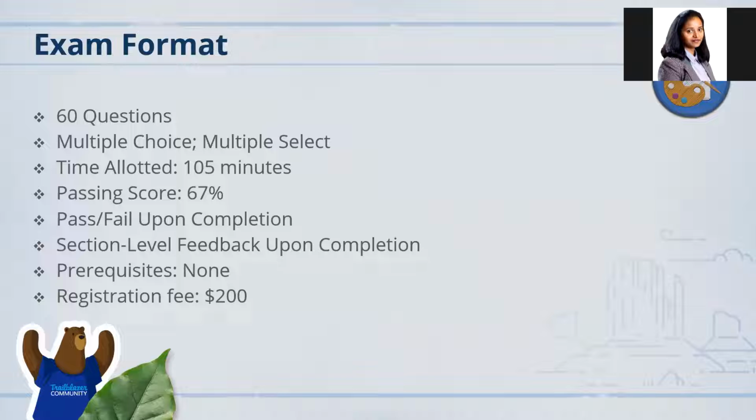This exam has 60 questions, and the time allotted is 105 minutes. It has a passing score of 67%. One would be able to know the results soon after completing the exam, and there is section level feedback available. The registration fee for this exam is $200.